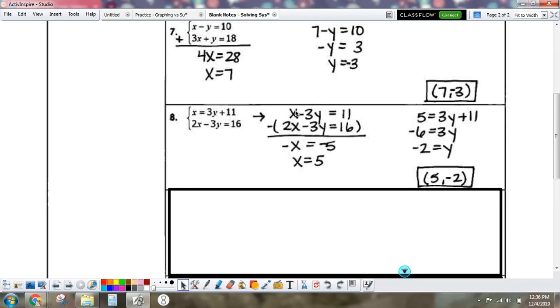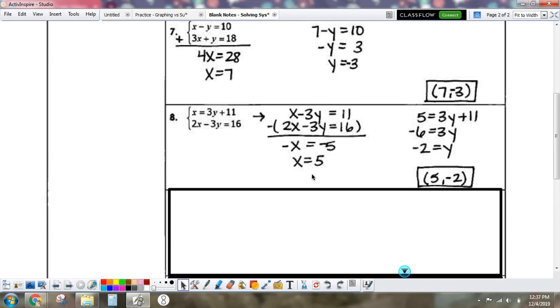So I have x, I have 2x, I have negative 3y and negative 3y, and then I have 11 and 16. Since these are both negative 3y, I'm going to subtract to get rid of one. So x minus 2x, so 1 minus 2 is negative 1. Negative 3 minus negative 3 is 0, so we don't have to write it. 11 minus 16 is negative 5. Divide that by negative 1 to get x equals 5.